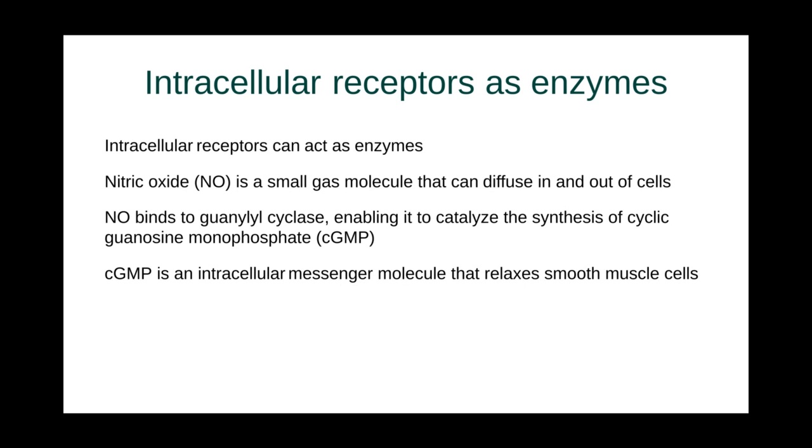What this does, when nitric oxide binds to the cyclase, it enables it to catalyze the synthesis of cyclic guanosine monophosphate, or cGMP. You can try saying that 5 times fast.